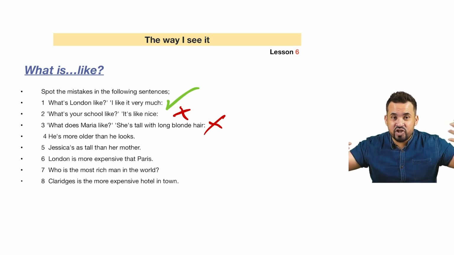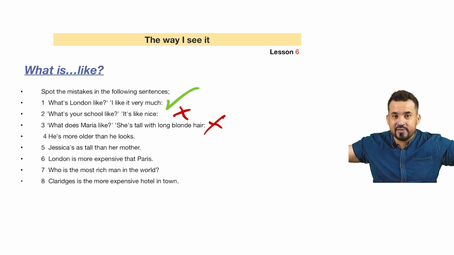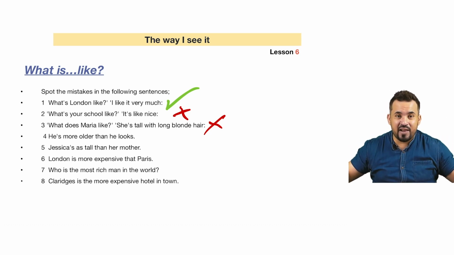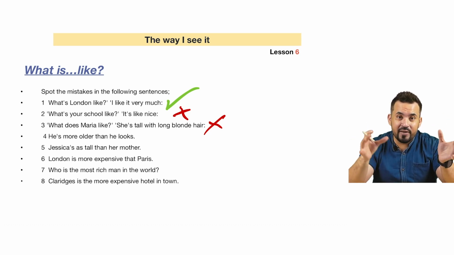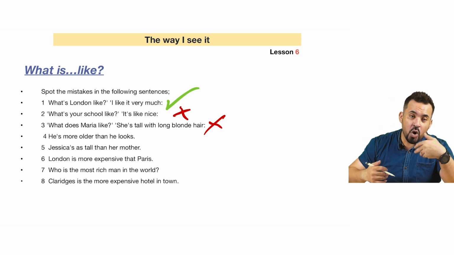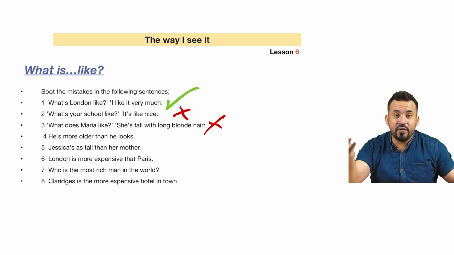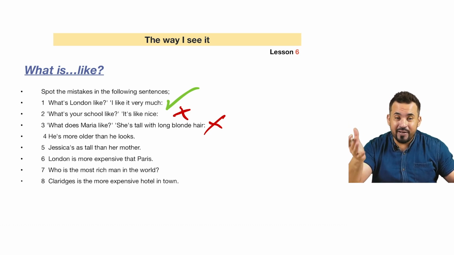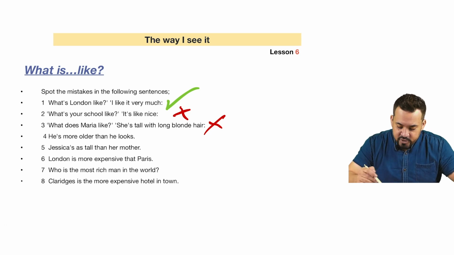"What does Maria like?" means what does she favor? What are her interests? She likes tomatoes. She likes swimming. She likes cooking. Maria likes her husband. We didn't say "what is Maria like," so don't be confused between the two. If I say "what is Maria like," and you say she's tall with long blonde hair, then it would be correct. But here I said "what does Maria like?" All right, let's take a look at the next one.